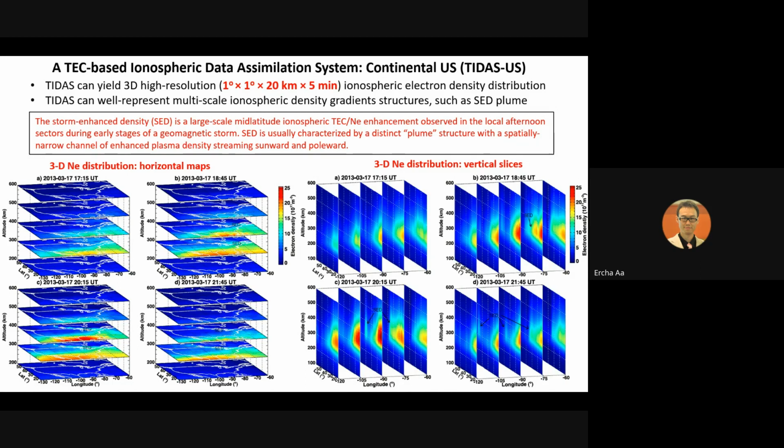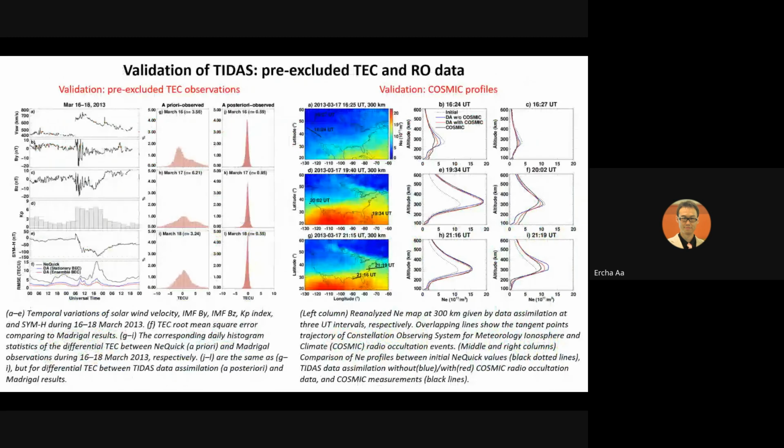So before we talk more about the SED features, I want to show some validation of the TIDAS. So here we use the pre-excluded total electron content. That's an experiment for March 16 to 18, St. Patrick's Day storm. So that's 16, 17, 18, 3 days. That's the TEC before the simulation. That's the TEC after the simulation. We can see it's significantly improved, with unbiased, nearly normal distribution with much narrower standard deviation, less than 1 TEC unit, sigma.